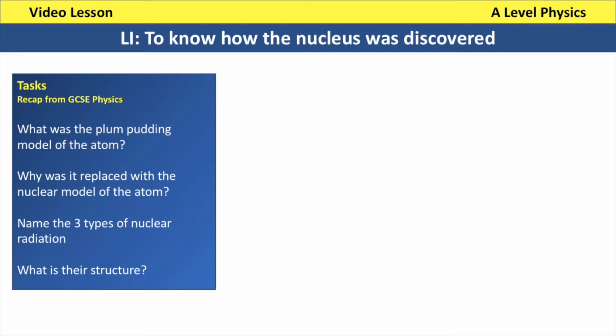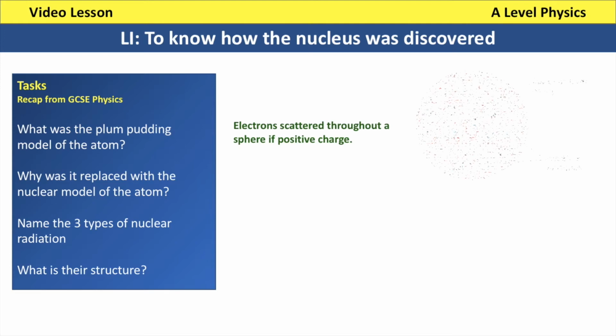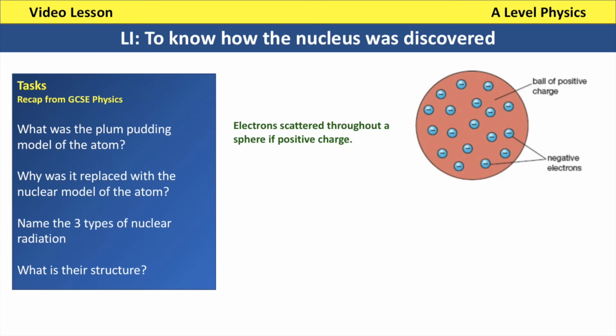So, the plum pudding model of the atom basically had electrons scattered throughout a sphere of positive charge. Now, it might be that you've done a diagram to go along with that as well, which I've put up on the board for you now, showing a ball of positive charge, or a sphere of positive charge, with negative electrons scattered throughout it, like so.